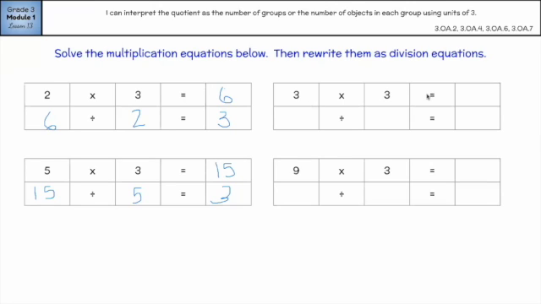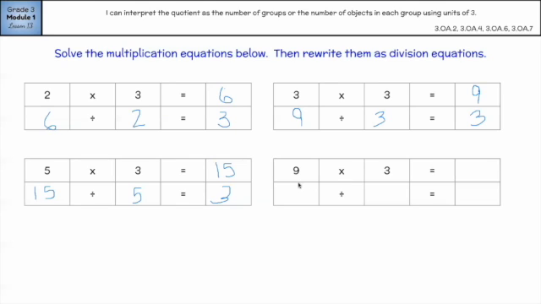This one says 3 times 3. I know 3 groups of 3 is 9. Don't make the mistake of adding those. Remember, it's 3, 6, 9. We're counting by threes. Starting with the total number when you do division, so 9 divided by 3 equals 3.